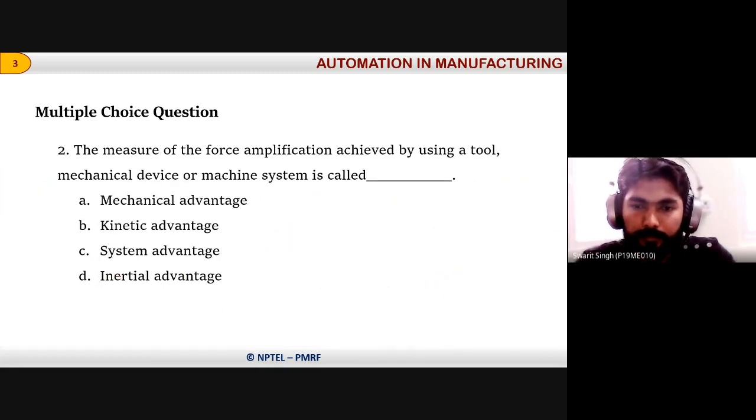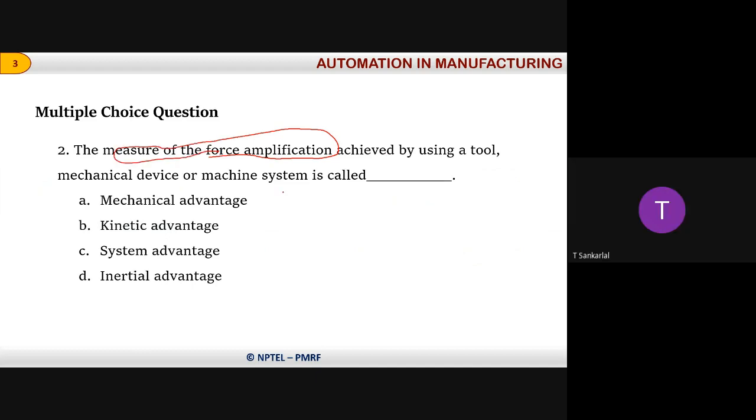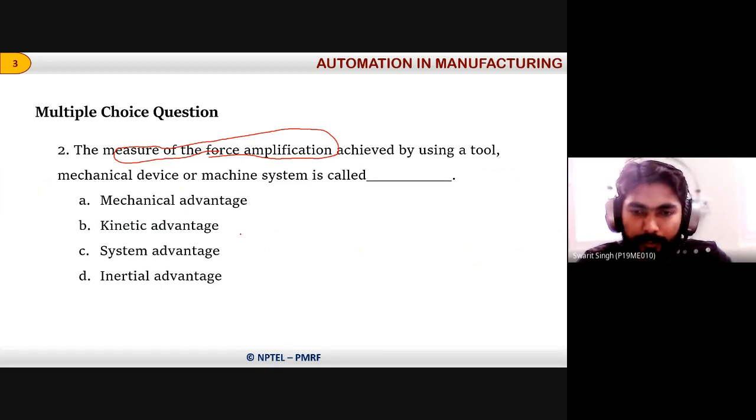Second question: the measure of the force amplification achieved by using a tool, mechanical device, or mechanical system is called. So here it is talking about force amplification. So what is the measure of force amplification called? Mechanical advantage. Okay, mechanical advantage. So I'm saying A. Okay, yeah. So again, just as I have explained, it is known as mechanical advantage.